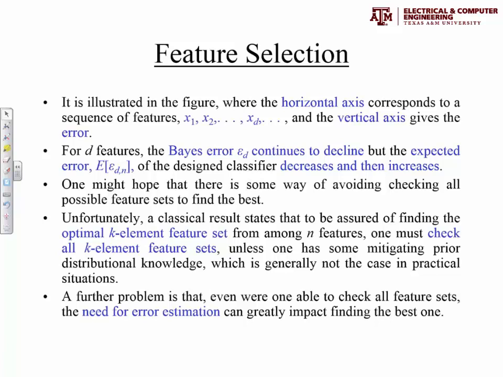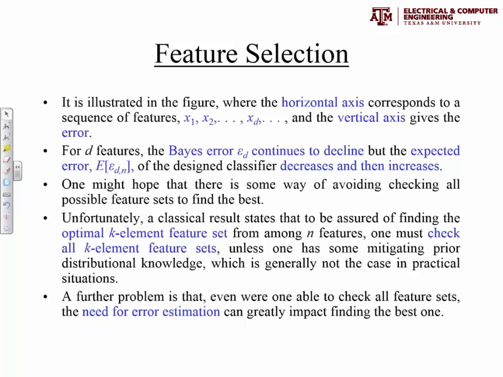So a classical result states that to be assured of finding the optimal k element feature set from among n features, one must check all k element feature sets, unless one has some mitigating prior distributional knowledge, which is generally not the case in practical situations. Unless you know something about the feature-level distribution, you have no option but to try out each and every feature set of size k, right?